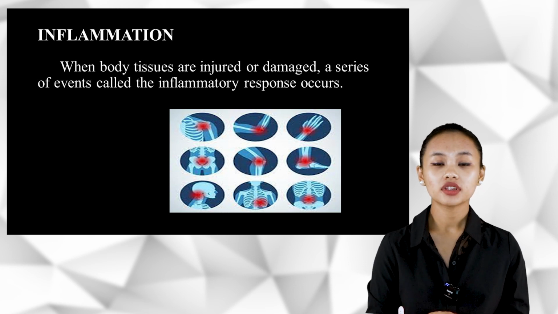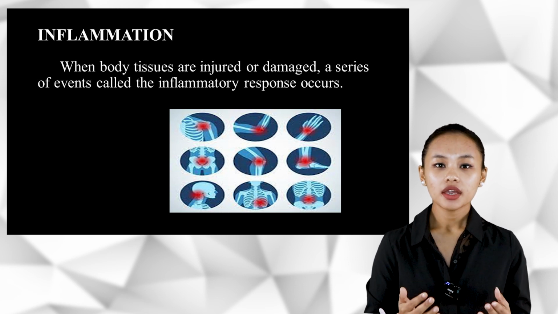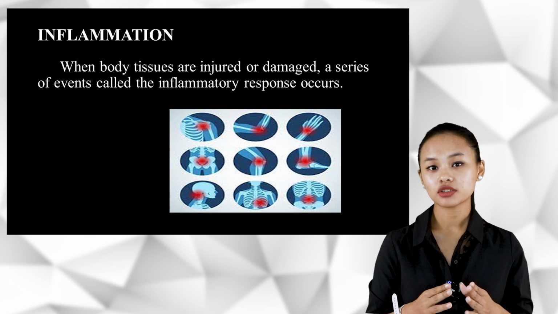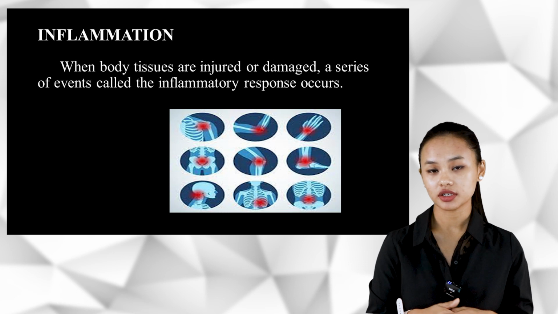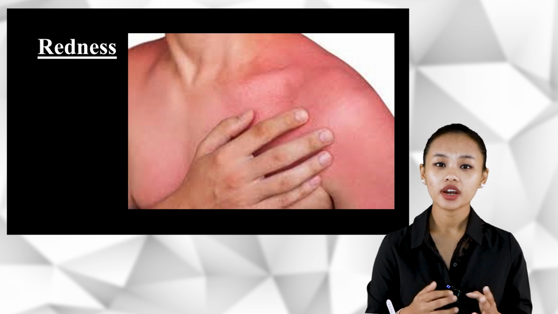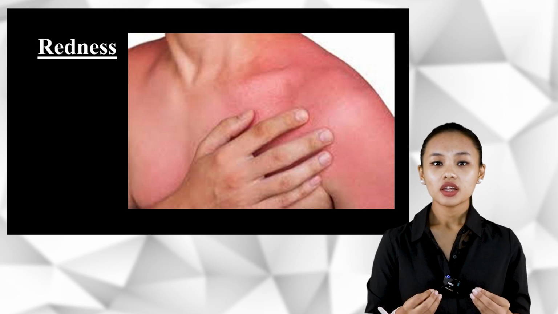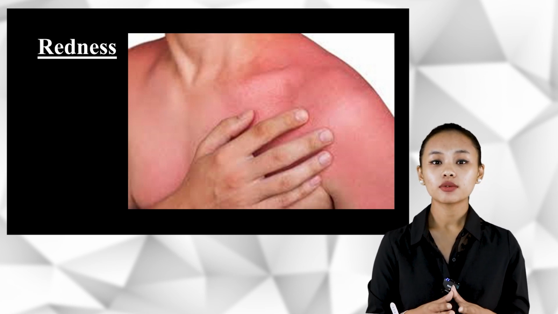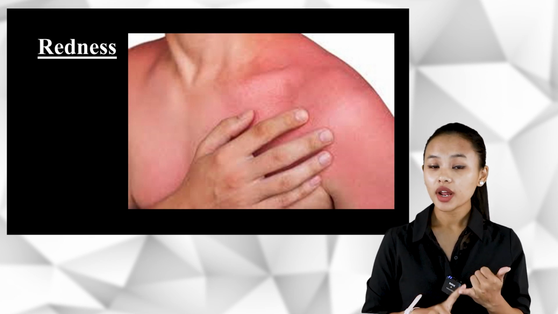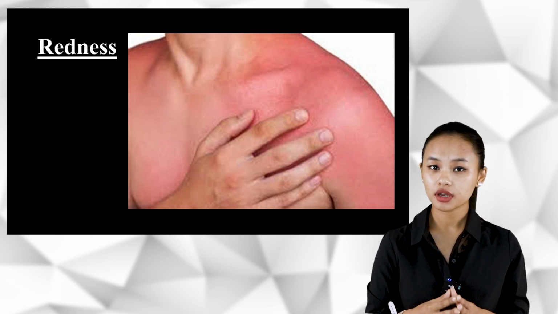Inflammation occurs when the body tissues are being injured or damaged. Here, when these tissues are injured or damaged, a series of events called the inflammatory response occurs. What are these events? The first one is redness. As we all know, once a person is injured, there will be certain inflammation that would occur, which would be first recognized by redness. Redness is caused because of the increased blood flow to the damaged area.